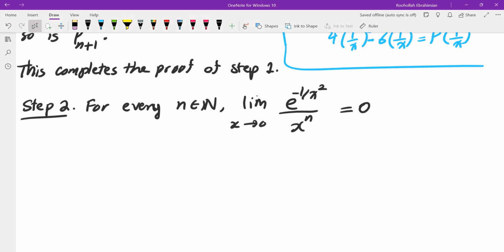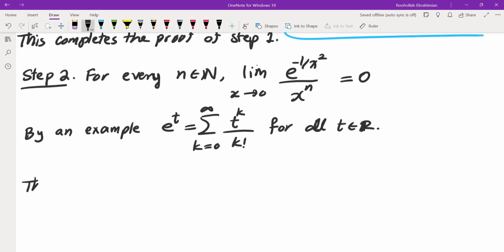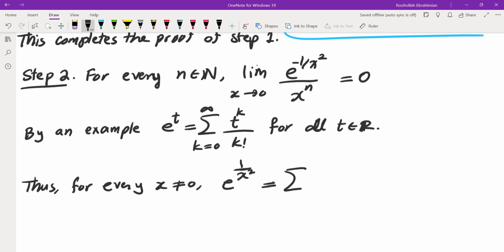We are going to do that by the Taylor series for e to the power of x. So by an example, e to the power of t would be the sum of t to the power of k over k factorial, k equals 0 to infinity. Okay, and this is for all t in R. So that means for every non-zero x, e to the power of 1 over x squared would be the sum k equals 0 to infinity of 1 over x squared to the power of k over k factorial.